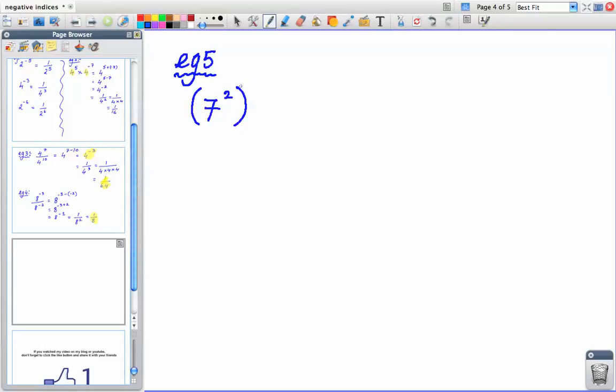Whenever you have that sort of situation, what you need to do is times the two powers together, so we end up with 7 to the power of 2 times 3, which gives me 7 to the power of 6. The reason that works is because if you think about it, 7 squared to the power of 3 means 7 to the power of 2 times 7 to the power of 2 times 7 to the power of 2. And we know for a fact when we're multiplying the same base, what we do is add the powers. So 2 plus 2 plus 2 gives me 7 to the power of 6. And you can see that it's the same answer.